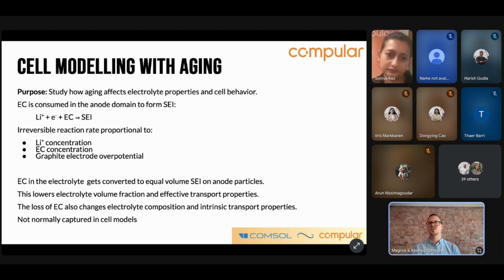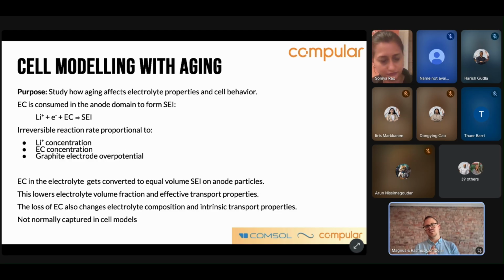So we have an irreversible reaction rate, which is proportional to the lithium concentration, the EC concentration, and the overpotential at the graphite electrode. And when we do so, we conserve volume, so the EC gets converted to the same volume of SEI. And what happens then is that we lower the electrolyte volume fraction. And this in turn means that we get lower porosity and lower effective transport properties.